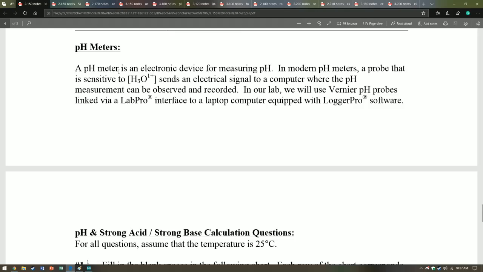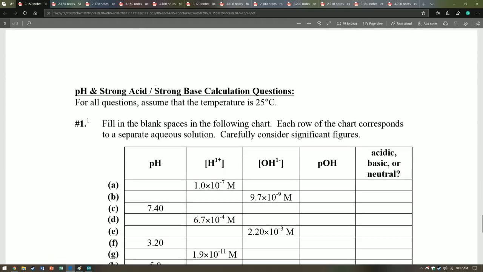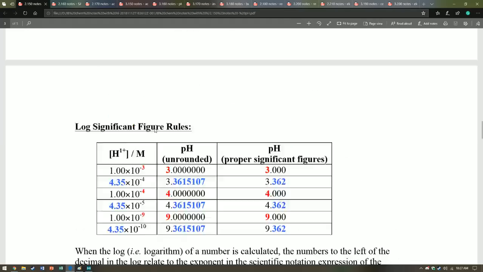pH meters, you just have to know they exist. So that's it, and with that concludes the video.